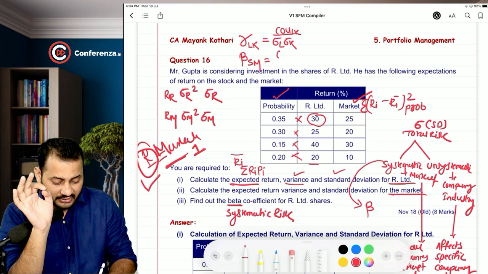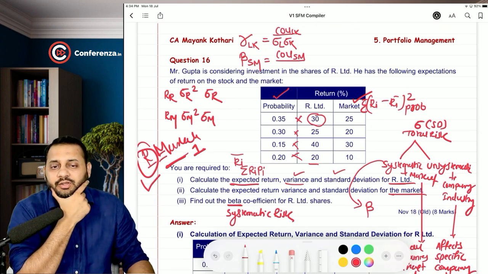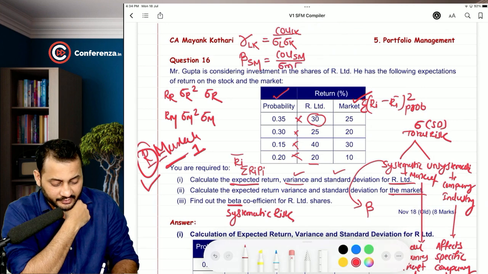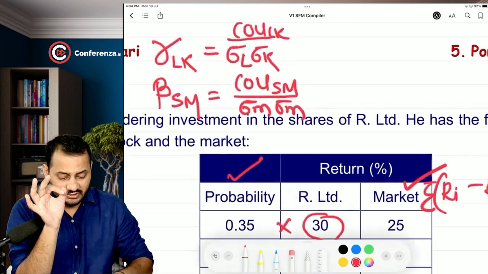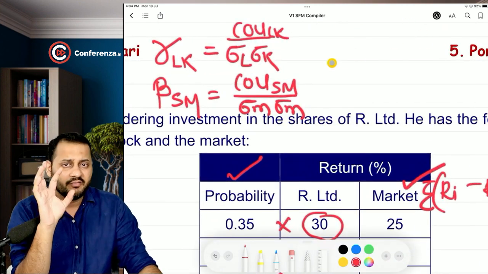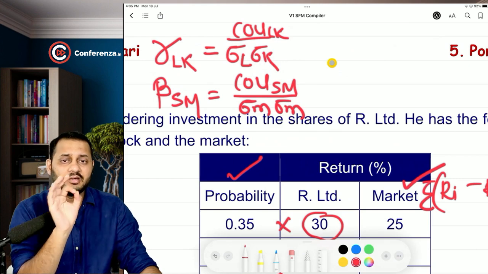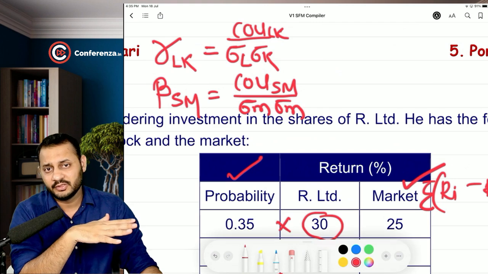Beta also considers covariance of the stock with the market divided by standard deviation of M into standard deviation of M. Beta also consists of variance in the numerator and denominator. See, wherever we have seen, almost at all the points, whenever it comes to risk, we compare the variance of a particular stock with that of the other.